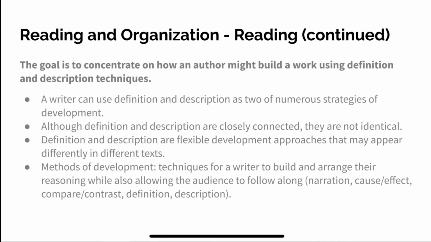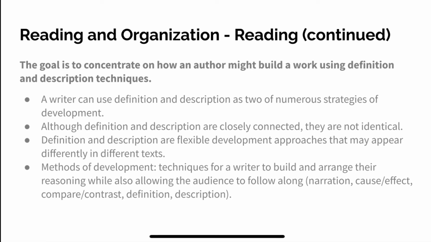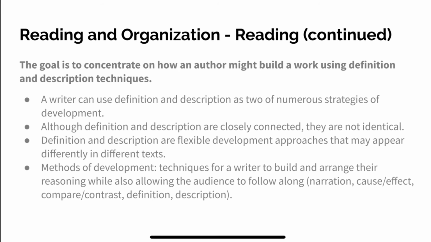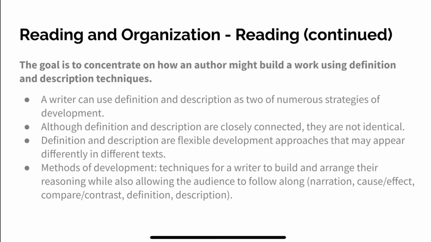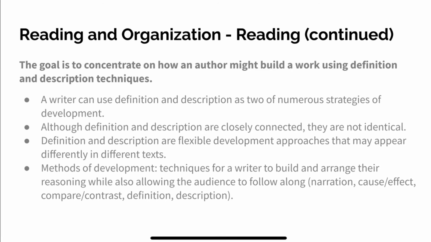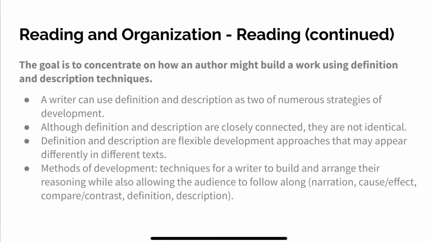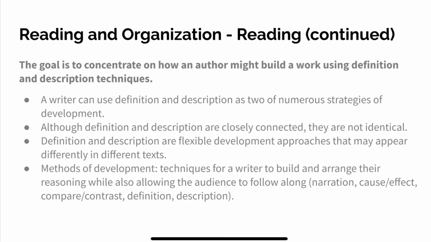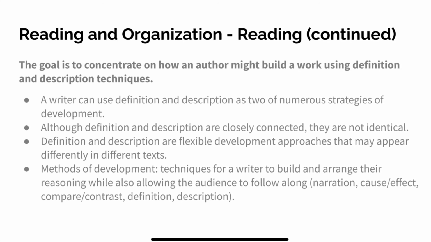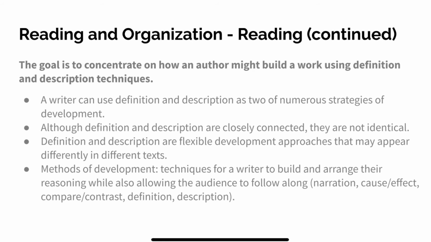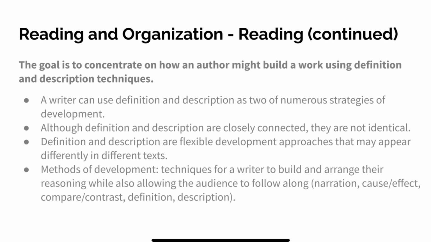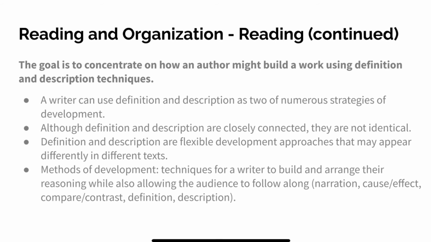Continuing with the reading end of reading and organization, the goal is to concentrate on how an author might build a work using definition and description techniques. A writer can use definition and description as two of numerous strategies of development. Although definition and description are closely connected, they are not identical. Definition and description are flexible development approaches that may appear differently in different texts. Methods of development are techniques for a writer to build and arrange their reasoning while also allowing the audience to follow along: narration, cause and effect, compare and contrast, definition or description.